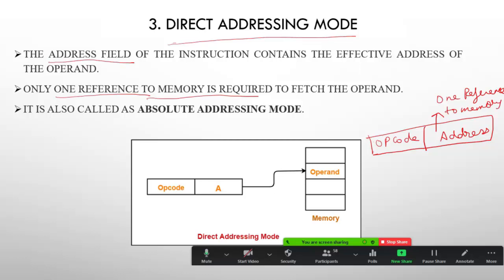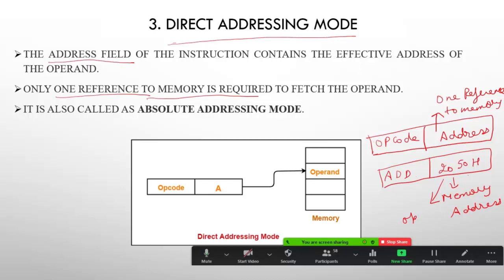Now what would be an example of this instruction? It would be ADD 2050H. That means no operand is present in the instruction. It's the memory address 2050H. Whenever you go to 2050H, there you will get the value of the operand at this memory address.